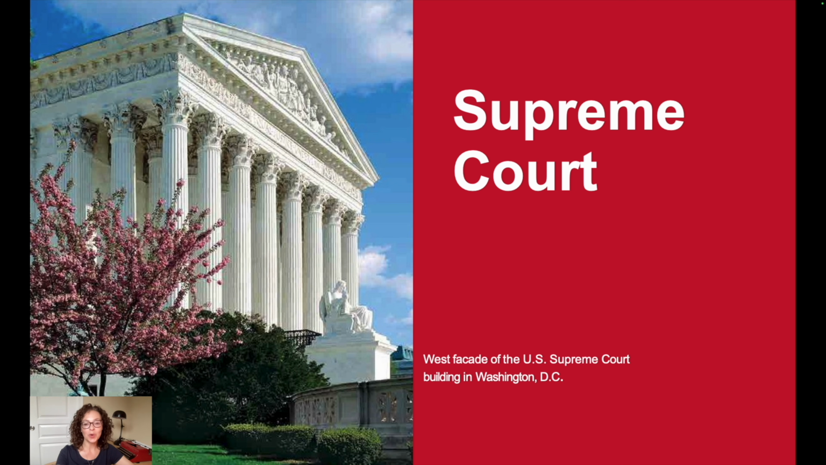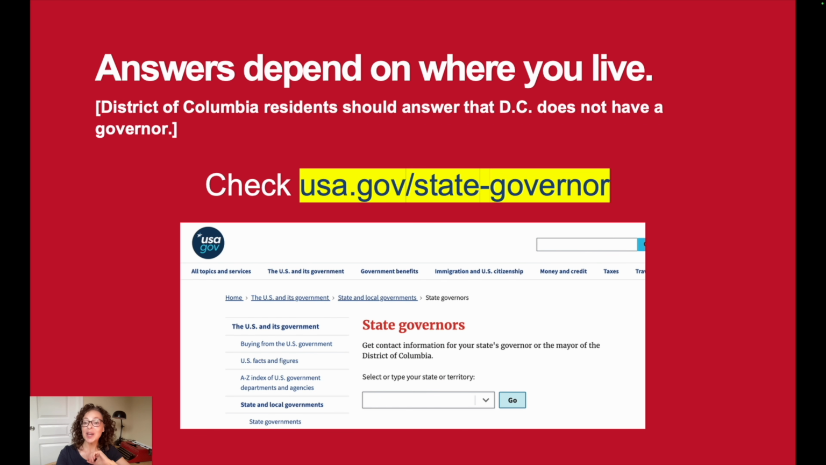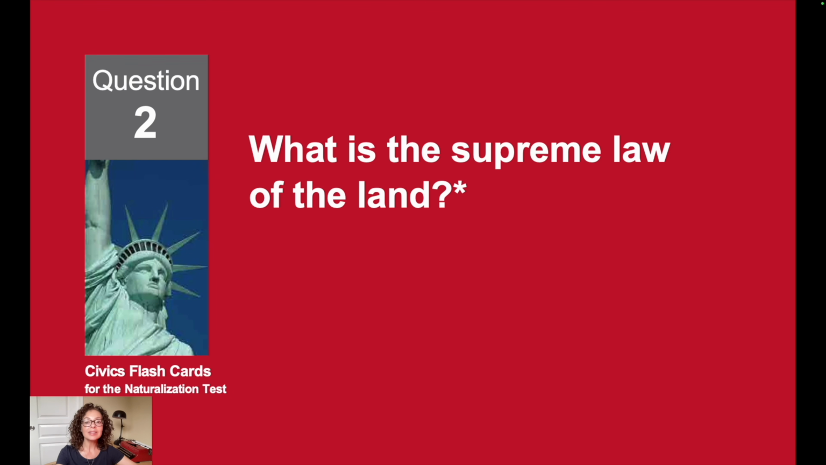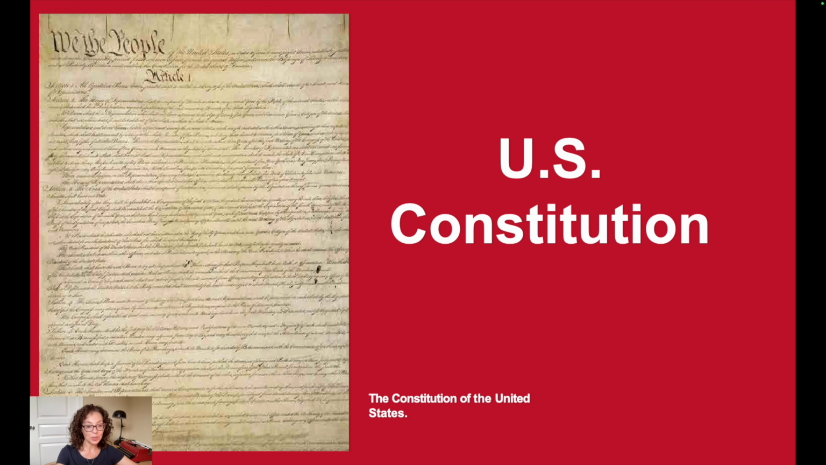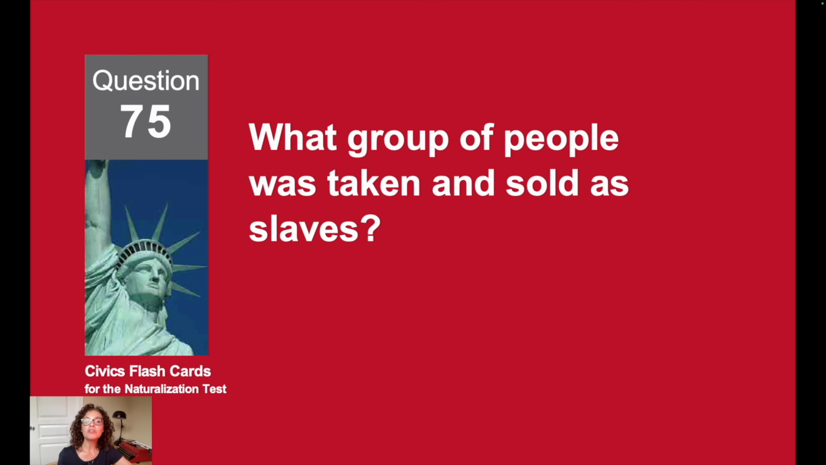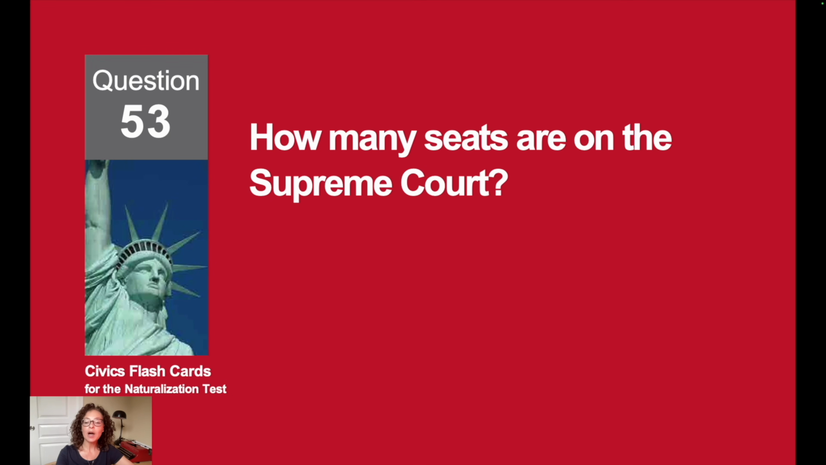What is the highest court in the United States? The Supreme Court. Who is the governor of your state now? Answers depend where you live. You can look here at this website or ask us below. What is the supreme law of the land? The U.S. Constitution. What group of people was taken and sold as slaves? Africans.